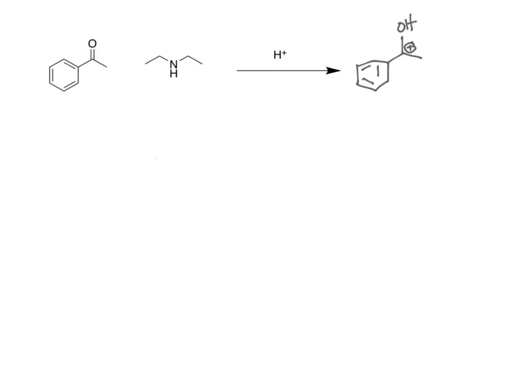This screencast is to show the mechanism for the formation of an enamine from acetophenone plus the secondary amine diethylamine. The first step in the reaction is protonation of the ketone on the oxygen to give us this positively charged intermediate.